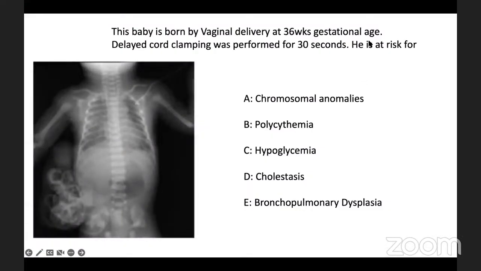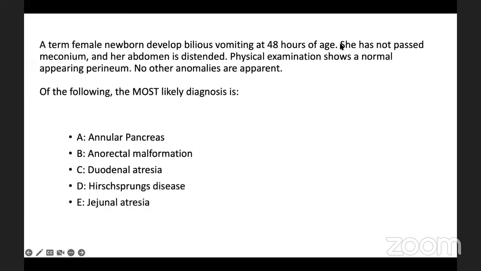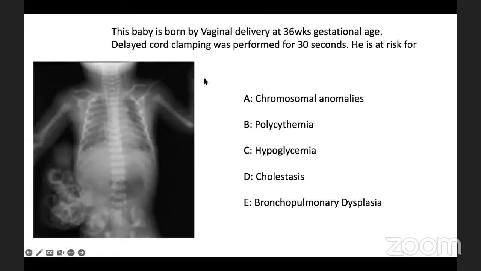Did somebody reply or no? Vikram, can you see it, because I cannot see it in the question? No, nobody has replied so far. Yes, sir, one person replied. According to her, it's B, polycythemia.